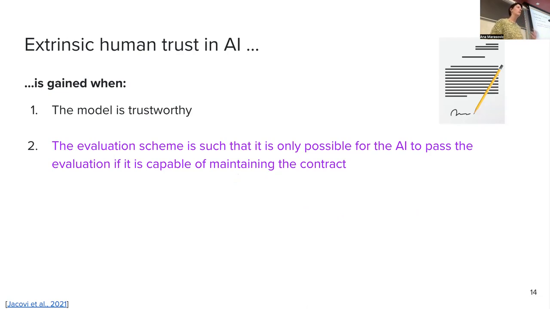And I will go over a bunch of examples that prevent us from achieving something like this. I'll show you why it's really hard to confidently say that the benchmark you're building is such that the AI can pass its evaluation only if it's capable of maintaining the contract.